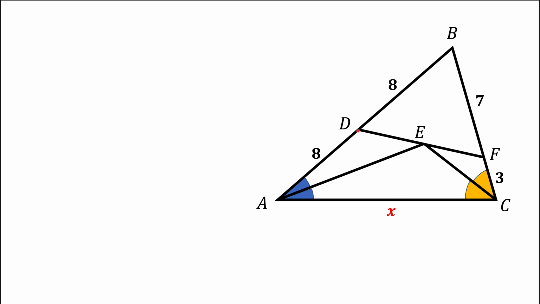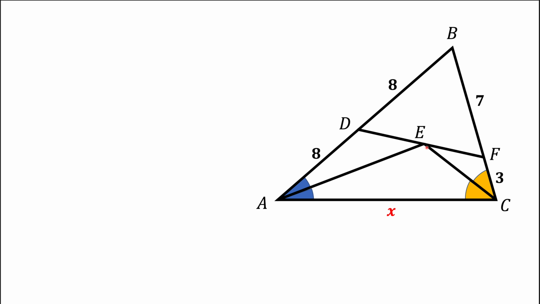We have two points, point D on the side AB, which splits that side in two halves, and point F that splits the side BC such that BF is 7, CF is 3. And the line DF, connecting points D and F, goes through point E.